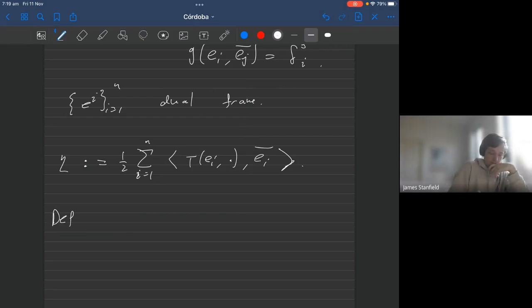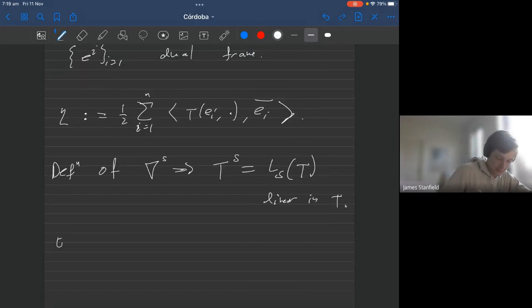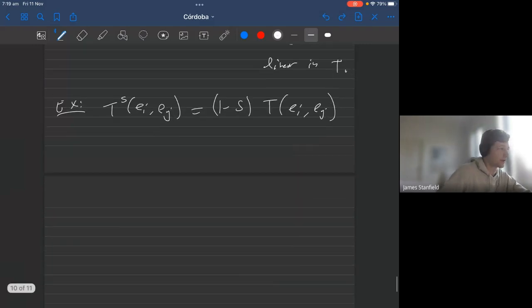By definition of nabla S, the idea is we can write the torsion T^S as some linear function in the Chern torsion. So this entire line, the torsion is given by some combination of the Chern torsion. You can see that when the Chern torsion vanishes, the line collapses to a point. So this is fairly intuitive, right? This just comes from the definition of nabla S. So for example, if I want to look at this, then this is just 1 minus S times T(e_i, e_j), and we've got some S factor as well.